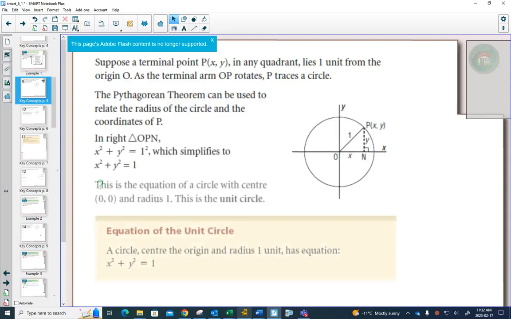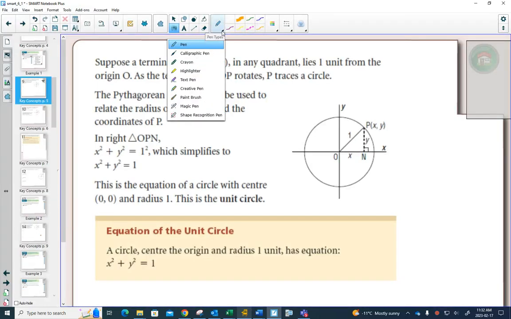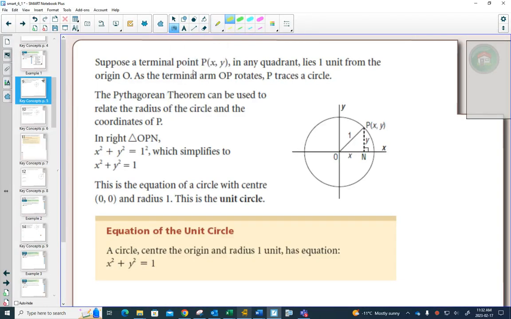We're going to get introduced to the unit circle. So if you have your highlighter, you can highlight the following in your notes. What is a unit circle? It is a circle at (0, 0) with a radius of 1. And this is going to be the basis of what we're going to be doing in trigonometry in grade 12.